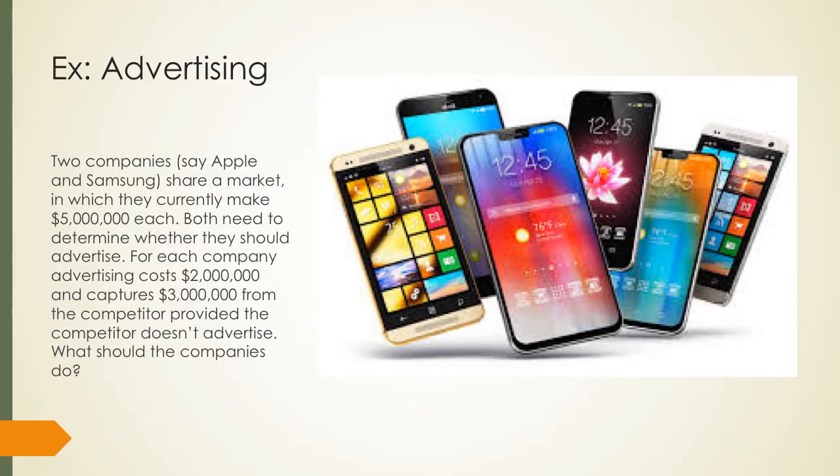Let's look at an example from advertising. Apple and Samsung are the dominant companies in U.S. cell phone sales, and combined have about 2/3 of the total market. Imagine that they are the only players in the market and are deciding on an advertising budget. To simplify the scenario, suppose the two companies currently make $5 million each. Both need to determine whether they should advertise. For each company, advertising costs $2 million and captures $3 million from the competitor, provided the competitor doesn't advertise. What should the companies do?